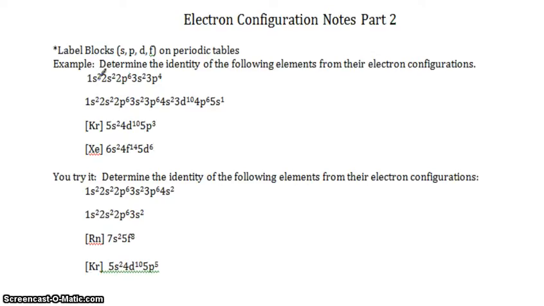So each one of these superscripts, they're not really exponents, but they're in that superscript position. Those are all the electrons this element has. So if we simply add all of the superscripts, then we will know the atomic number for the element. So 2 plus 2 is 4, plus 6 is 10, plus 2 is 12, plus 4 is 16. And when I look on my periodic table, element number 16 is sulfur.